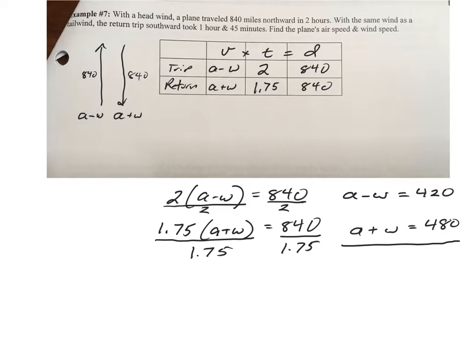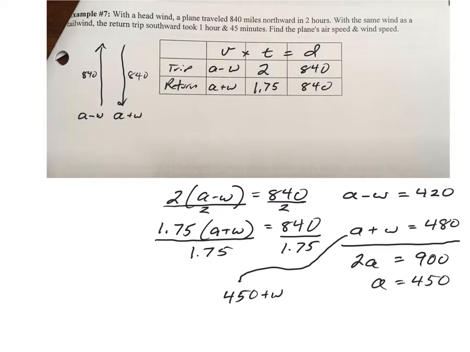Just going to add both equations. I'm going to get 2 times the airspeed. The wind speed cancels, equals 900. Airspeed equals 450. So if that's the case, let's take the second equation. We're going to get 450 plus W equals 480. And if I subtract 450 from both sides, I should get a wind speed of 30 miles per hour. So there it is.